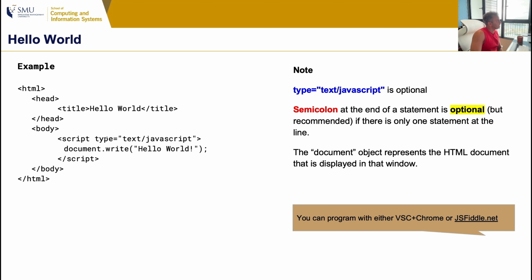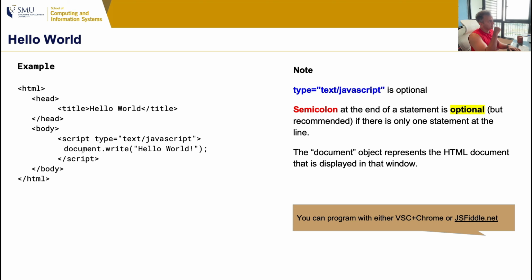So suppose you have an HTML file that, as you know, starts with an HTML tag, ends with an HTML tag, head, and then body. Inside the body, we're saying script, optionally specifying the type of the script, in this case JavaScript, and document.write. So document is an object, which is actually the object that you're viewing in Chrome. There you're just writing hello world. So this will actually appear as hello world in Chrome.